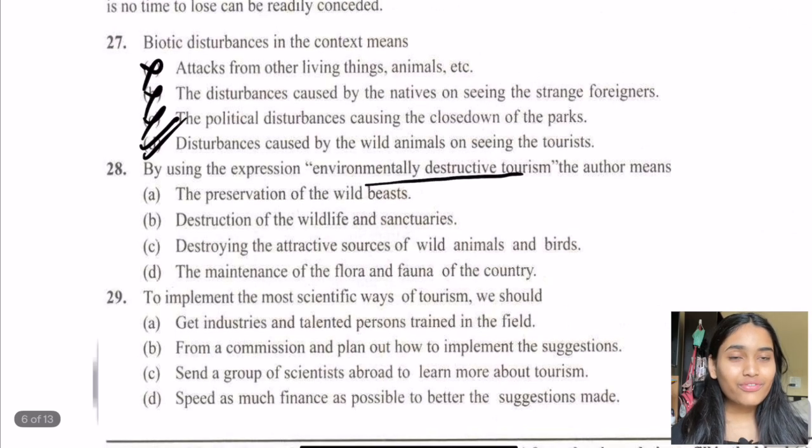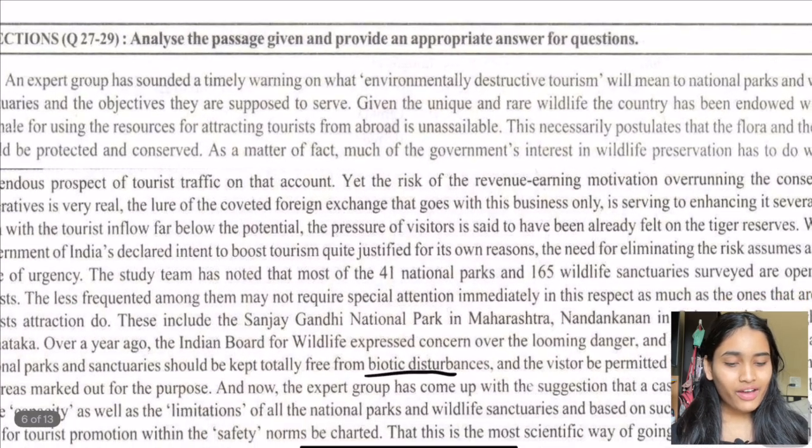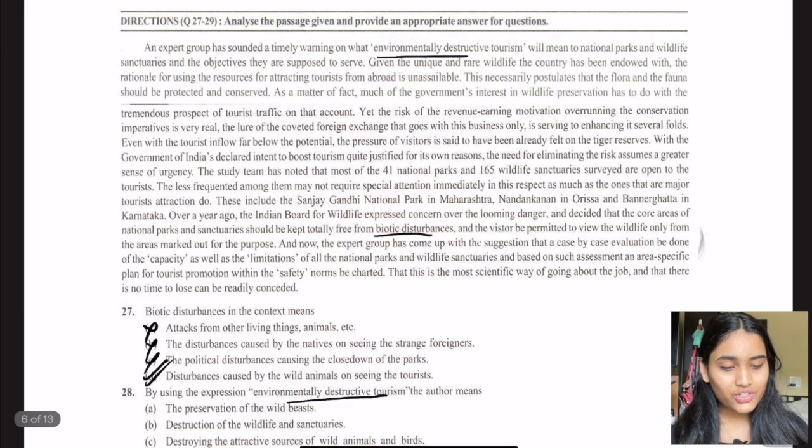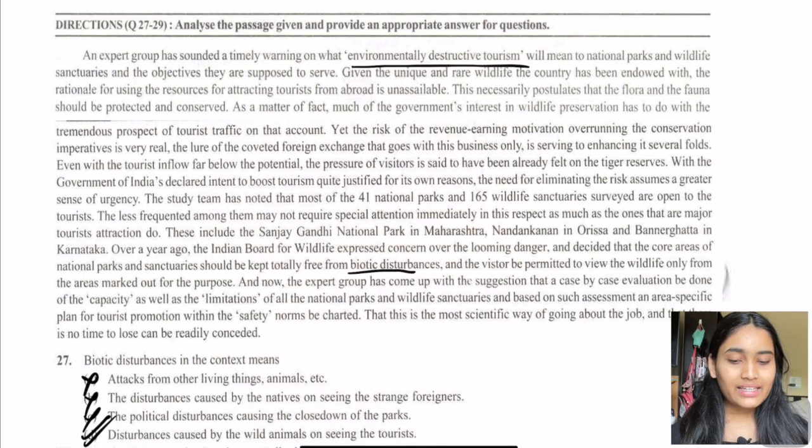The maintenance of flora and fauna of the country. So environmentally destructive tourism is mentioned over here. Let's go ahead and read the few lines. An expert group has sounded a timely warning on what environmentally destructive tourism will mean to national parks and wildlife sanctuaries and the objectives they are supposed to serve.